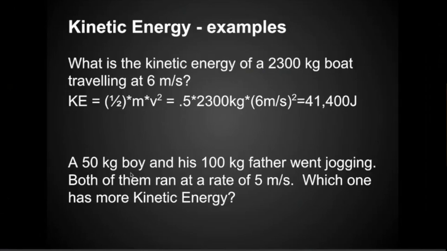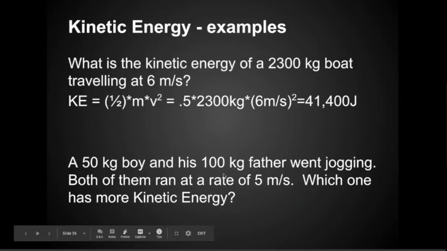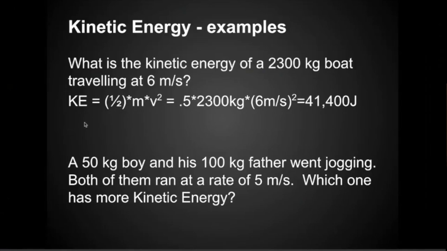All right, now let's take a look at this one. I'm not going to do this mathematically. I just want you to think about it. A 50-kilogram boy and his 100-kilogram father went jogging. Both of them ran at a rate of 5 meters per second. Which one has more kinetic energy? Well, if they both have the same v, that's going to be the same for both of them, right? 1/2 doesn't change for either of them, but the father has twice as much mass. So the only thing different is m, and if that's twice as much, then the father's kinetic energy is going to be twice as much as well.